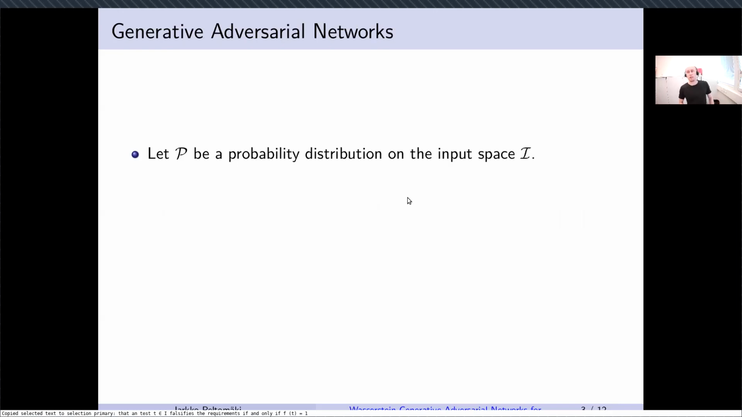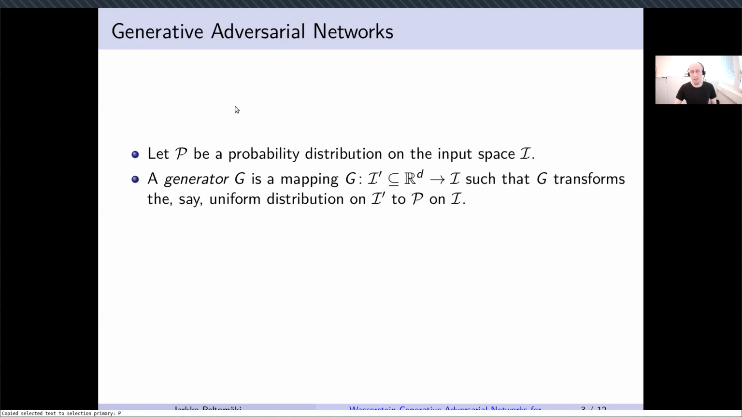So then a few words about GANs. I don't really have the time to explain them in detail, but here are some broad ideas. So consider the input space and some probability distribution P on it. And a generator, say G, is a mapping from an auxiliary space I prime to this input space with the property that it transforms some distribution on I prime, say the uniform distribution, to this target distribution P on the input space, which we would like to sample from.